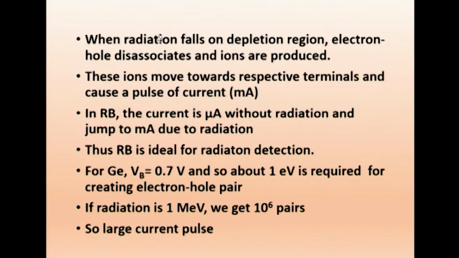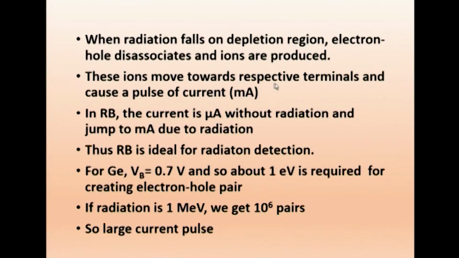Now we will go back. Our aim is to see how it is going to work as a detector. When radiation falls on the depletion region, electron-hole pairs dissociate and ions are produced. We have already seen in the diagram that positive ions and electron holes are there in the depletion region. When radiation falls, they break up.